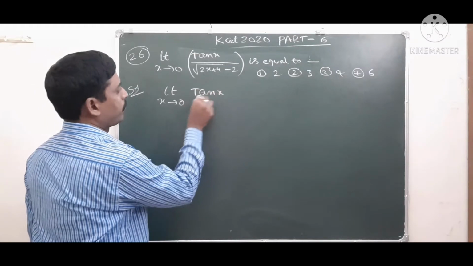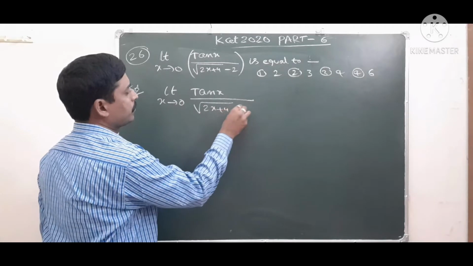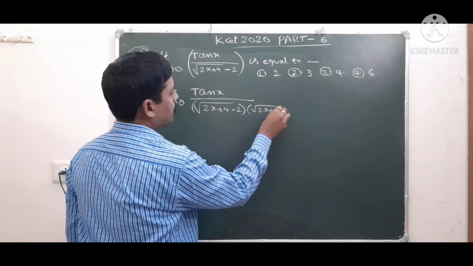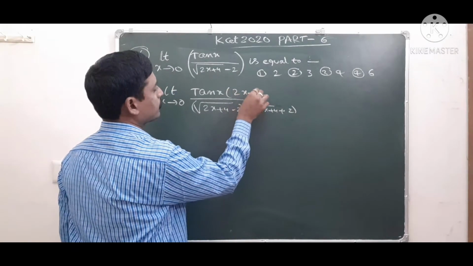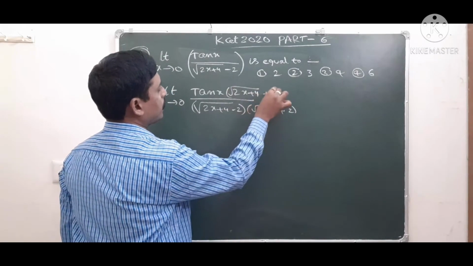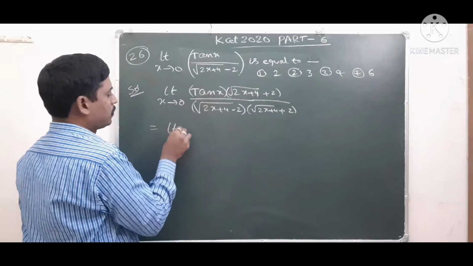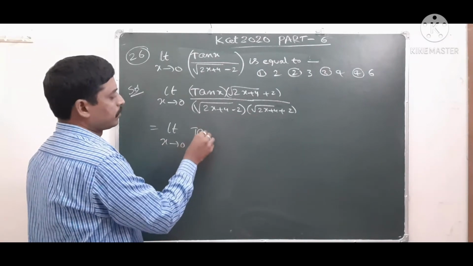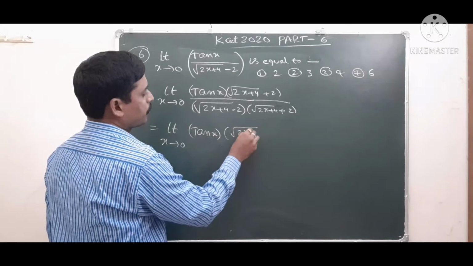Tan x by root 2x plus 4 minus 2. Multiply and divide by root 2x plus 4 plus 2. So limit x tends to 0, tan x into root 2x plus 4 plus 2.